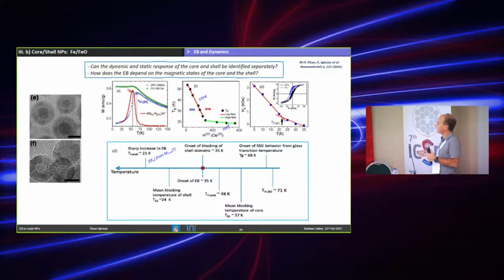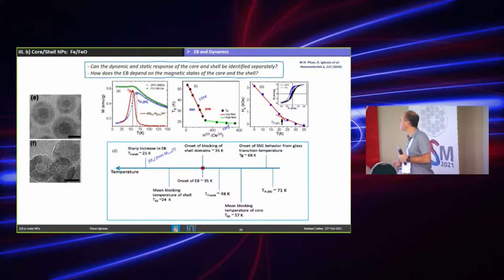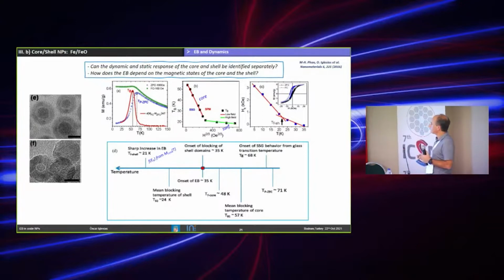Can we perform experiments, such as performing a hysteresis loop for a particle, that demonstrate that the dynamics of the core and the shell are different, and that these give rise to the hysteresis loops here? Yes, as you can see here in this graph, this peak in the blocking temperature marks the onset of a super spin glass behavior below this temperature.